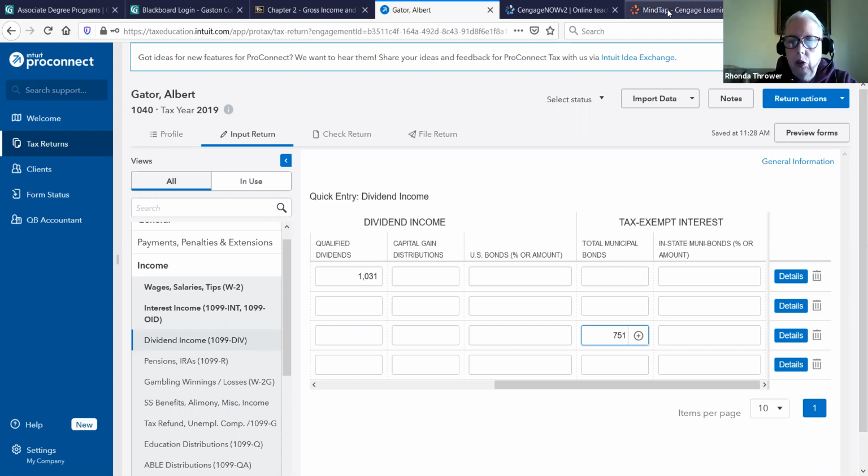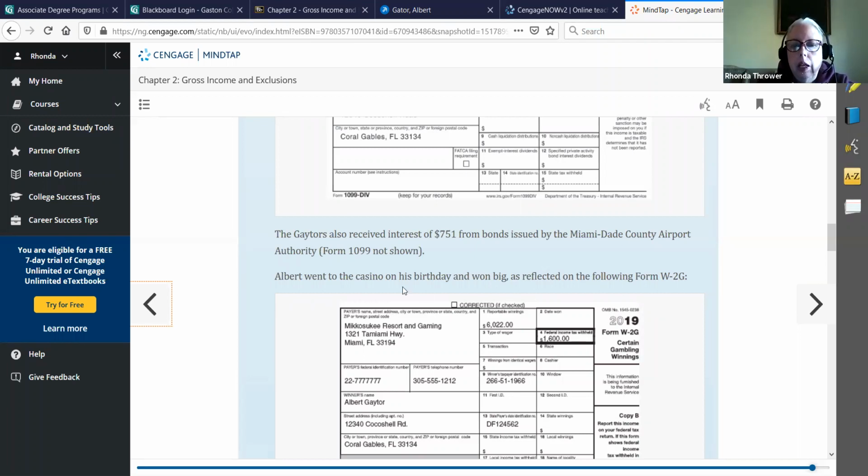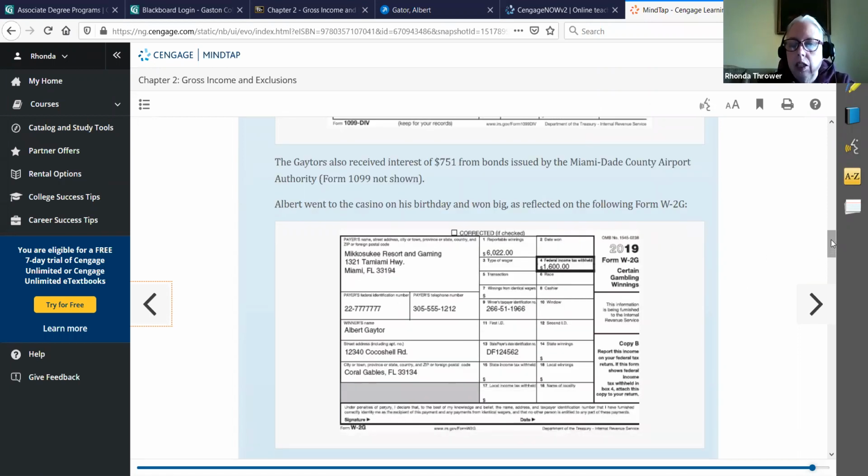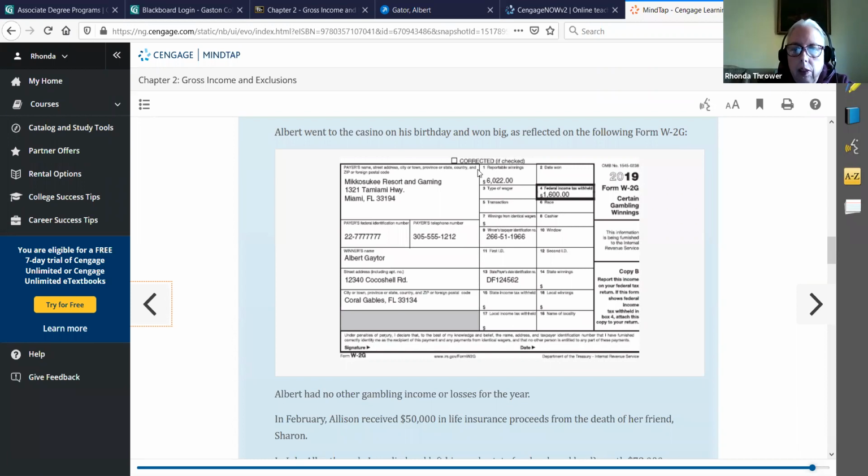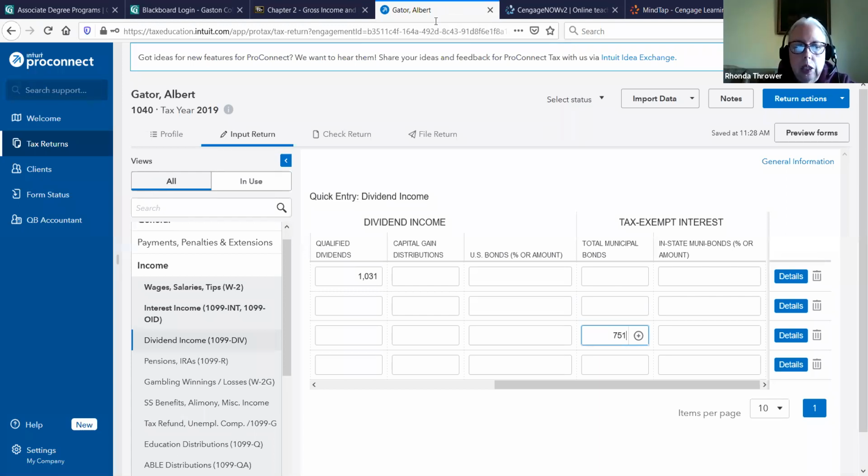So I'm going to go back to the instruction problems and look at the next thing they have on your instructions. Albert went to the casino on his birthday and won big, as reflected on Form W2-G. This is the gambling winnings form. You have to pay taxes on gambling winnings. So you can see here that they had to report winnings of $6,022 as gambling winnings.